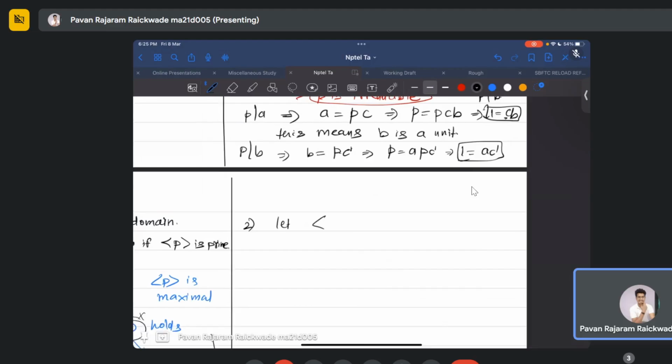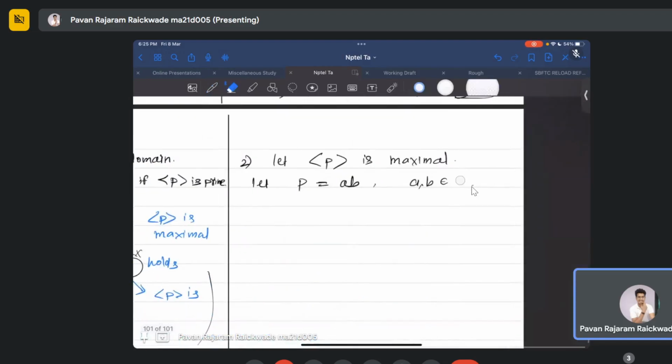So that ideal generated by P is maximal. This is given. Now I want to show that the element is irreducible. So consider the factorization P equals AB, where A, B belong to R, an integral domain. So how do I show that either A is a unit or B is a unit?